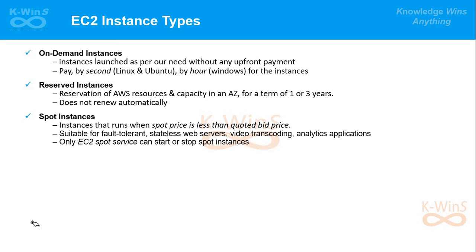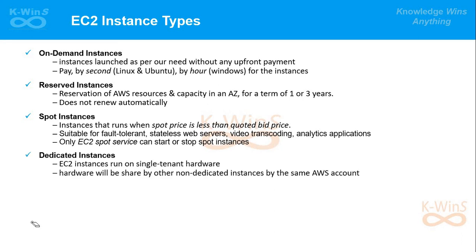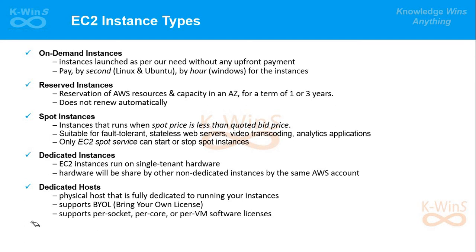And these EC2 spot instances are suitable for applications that are fault tolerant or stateless. We opt for a dedicated instance when we want our EC2 instances to run on single tenant hardware. This hardware will not be shared by other EC2 instances in the same account that are not dedicated. Dedicated host provides complete control over the physical server so that we can deploy our new instances to the same physical server. It also supports the bring your own license BYOL model to be used for Windows, SQL Server, etc. And this addresses our corporate compliance and regulatory requirements.